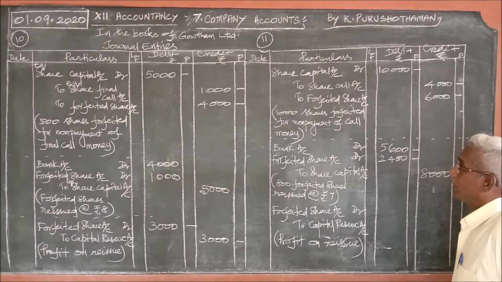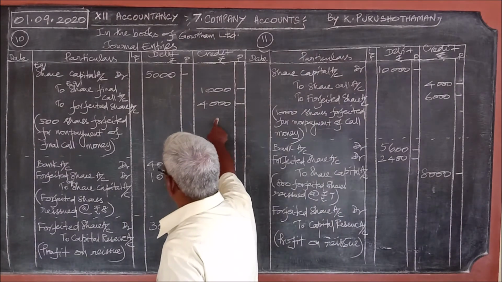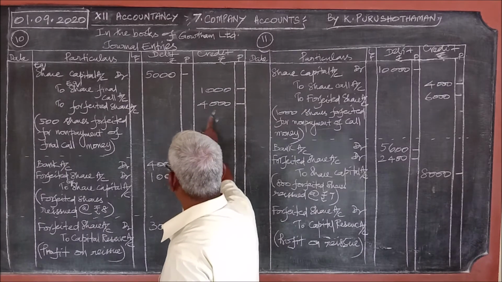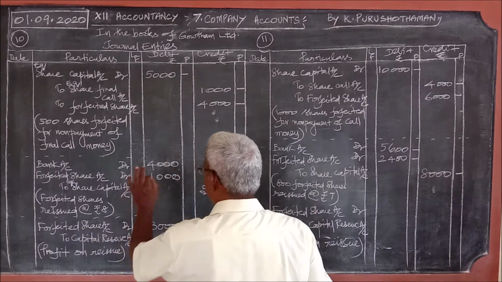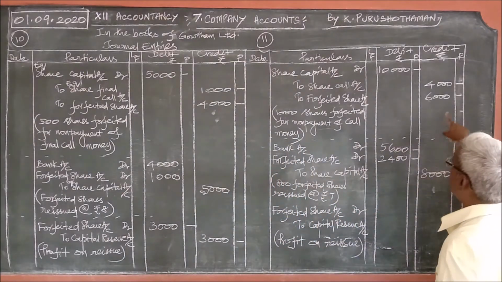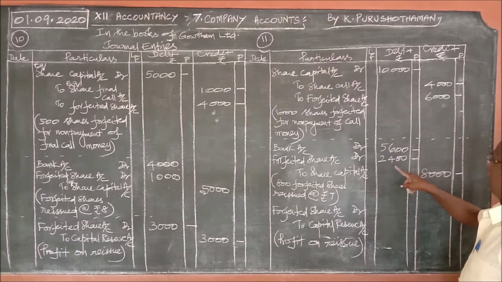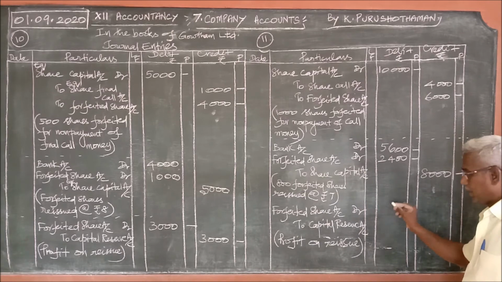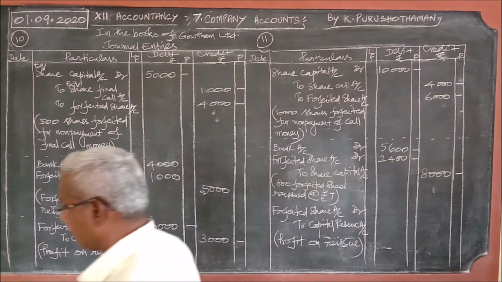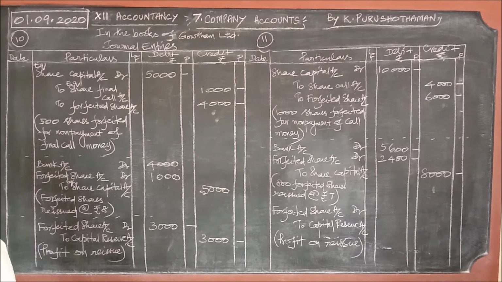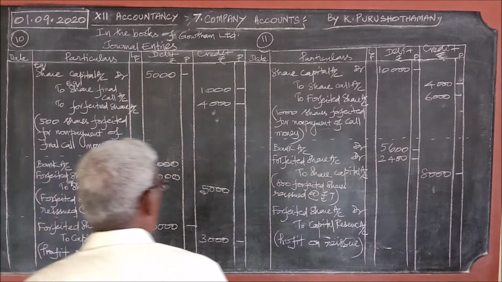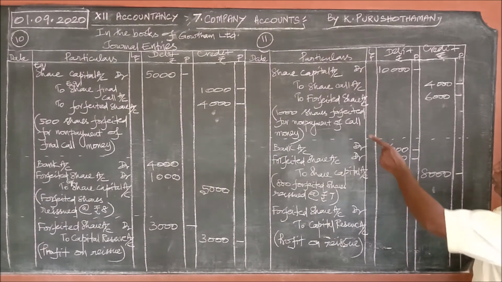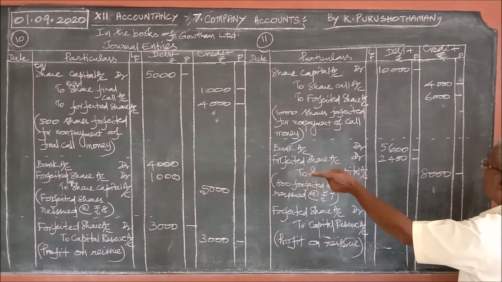So how did we write it? Forfeited minus forfeited. Forfeited here 4,000, here forfeited 1,000, 4,000 minus 1,000, 3,000. In this case it is correct, but you check it here. This is forfeited share 6,000, here forfeited share 2,400, minus it 3,600 will come here. When you check the answer there, what is the amount? Capital reserve account is 2,400. Why such a difference? In this problem, we cannot use the method of forfeited share minus forfeited share.